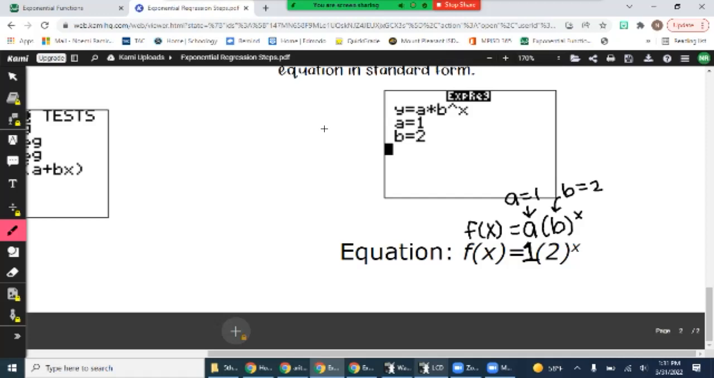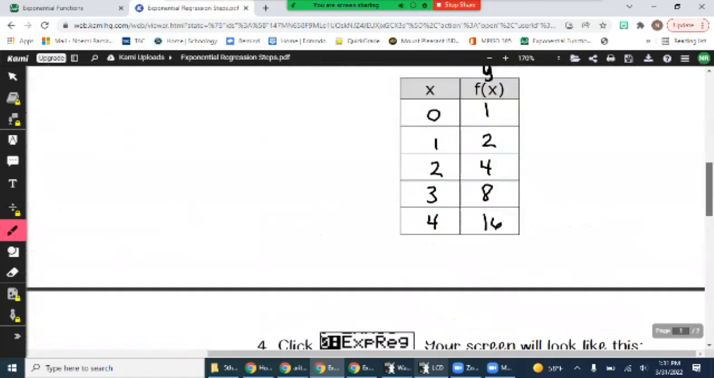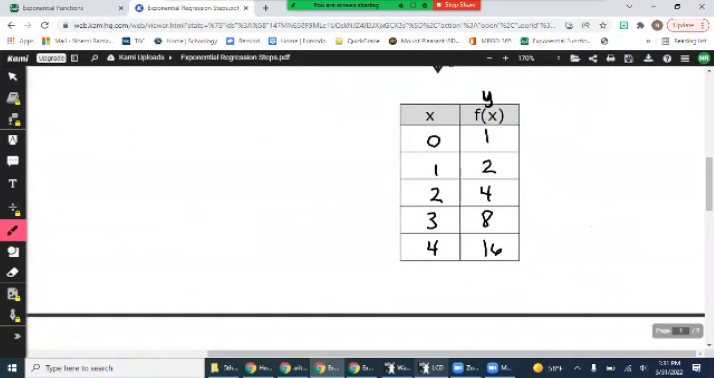Now go back over to the front of this page. You could use regression several different ways. Let's say, for example, you start with an equation. I'm going to write a note. If given the equation and you have to match to a graph.